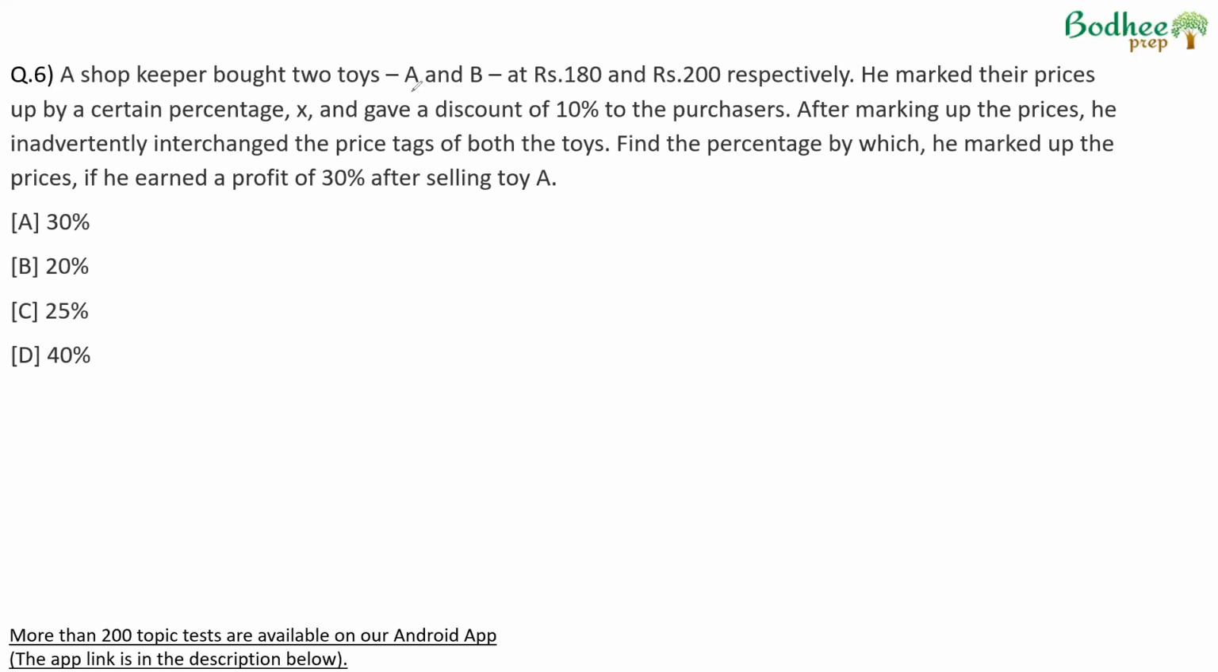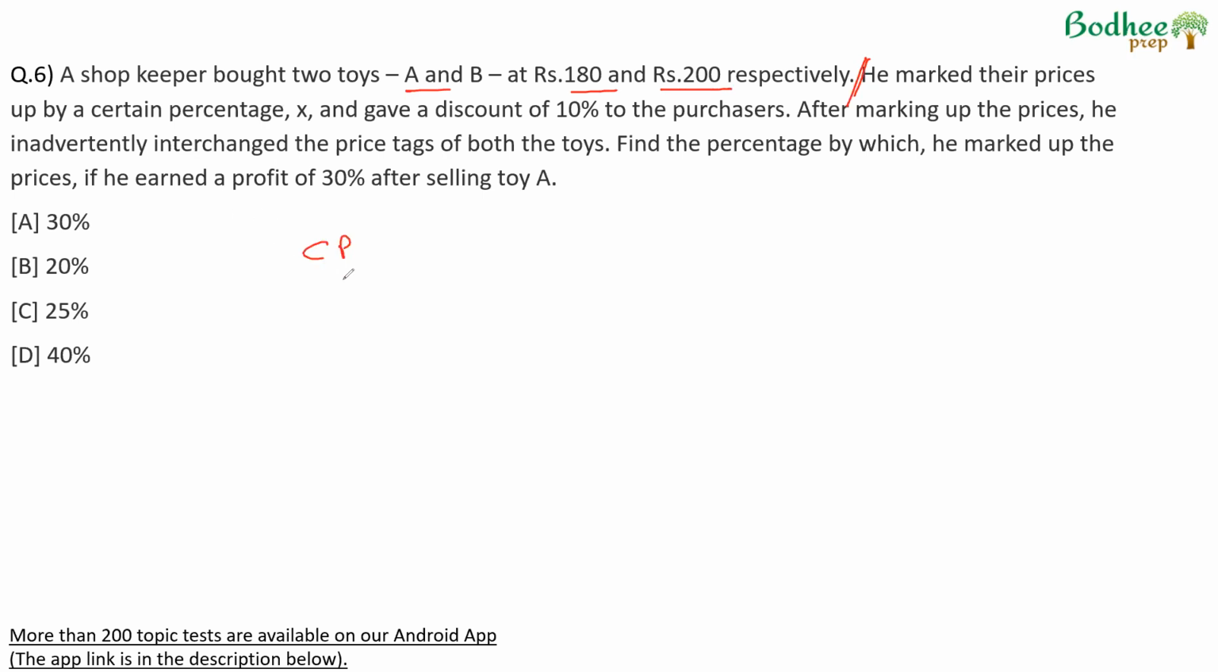A shopkeeper bought two toys A and B at rupees 180 and 200 respectively. He marked their prices up by a certain percentage X and gave a discount of 10% to the purchaser. After marking up the prices, he inadvertently interchanged the price tags of both the toys. Find the percentage by which he marked up the prices if he earned a profit of 30% after selling A.